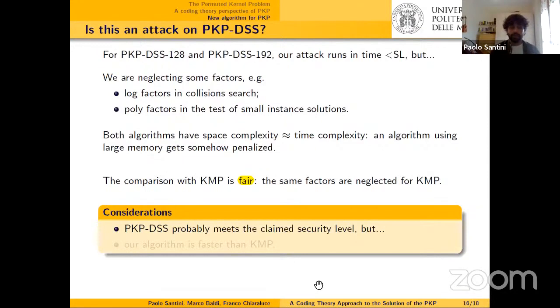So in the end, PKP DSS probably meets the claimed security level, implying that if you take all of these considerations into account, then the actual running time of the algorithm is above the security level. Yet, for many cases, our algorithm seems to be faster than the state-of-the-art solver for PKP.